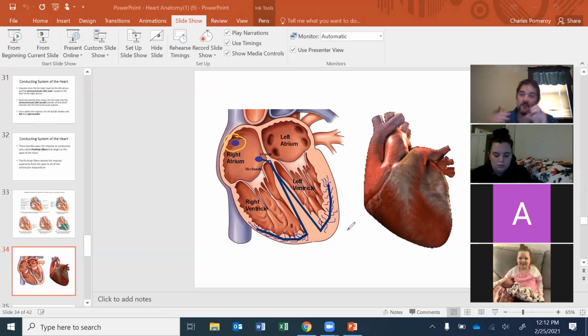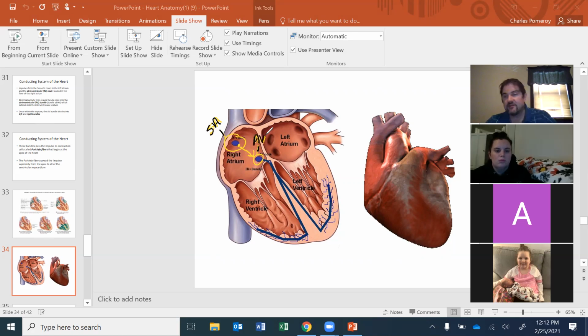Every second, these cells depolarize and fire a message through the heart. It's going to go from the SA node to this cluster of nerve cells. That's called the AV node. The full name is atrioventricular because it's in between the atria and the ventricles. So the SA node is the pacemaker region. Then you have the AV node here.